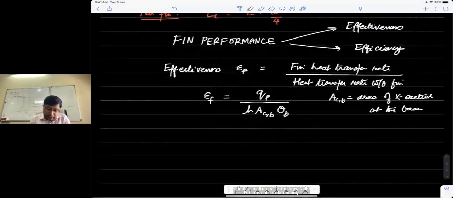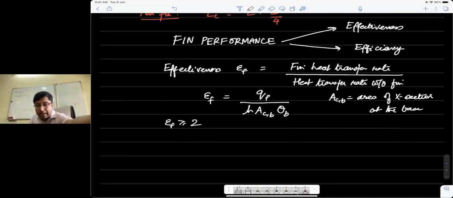Typically fins are called effective if epsilon f is greater than or equal to 2. If it's less than 2, then we don't consider that to be an effective or fruitful design. That comes under the category of bad designs which should not be followed.